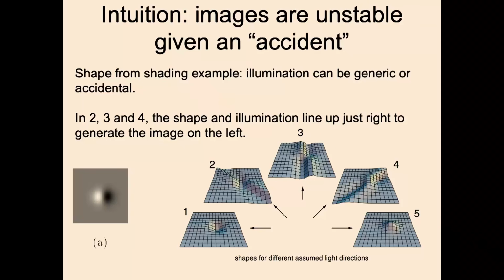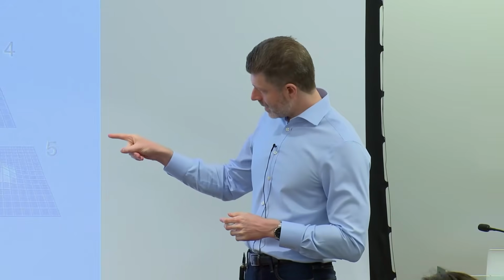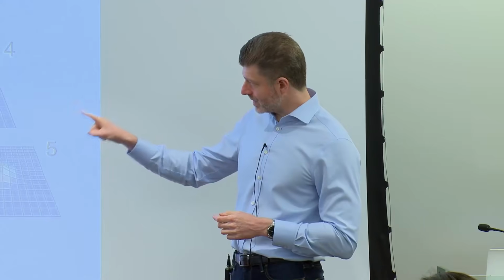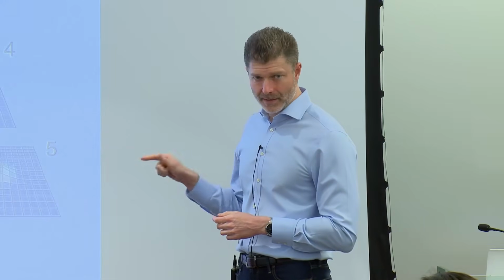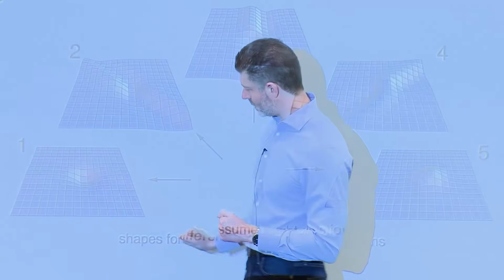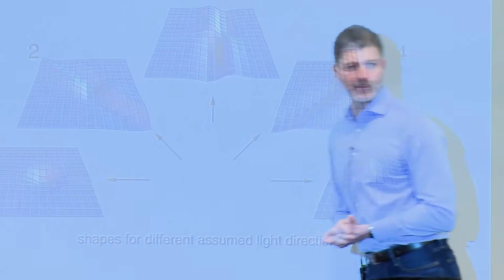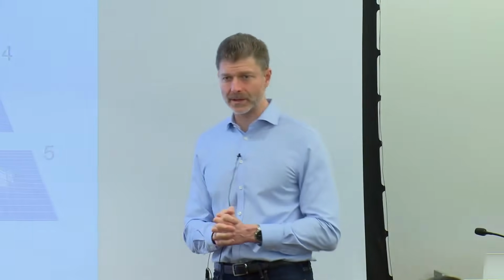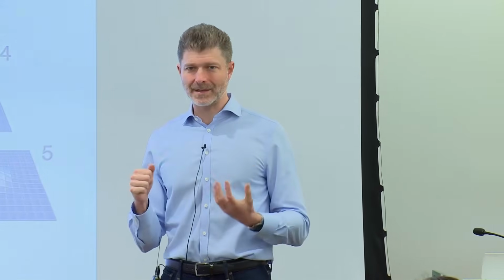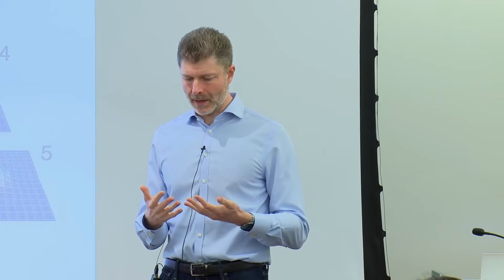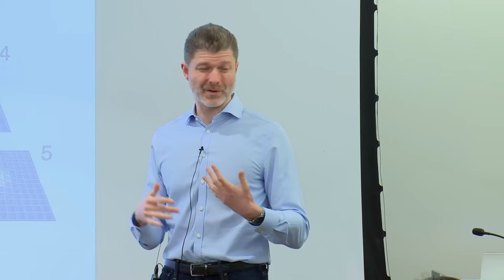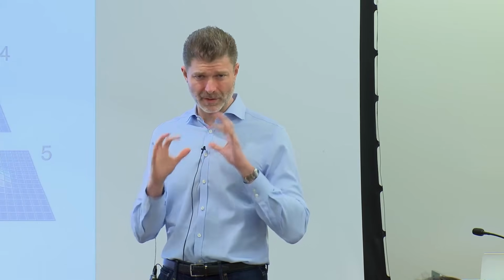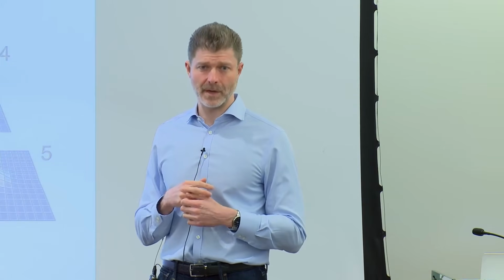So here's an example image. It's got one of these little gradients that sometimes looks like a bump, sometimes looks like a crater. And this is a set of possible scenes that could generate the image. Each one of these is a three-dimensional shape indicated by this grid, paired with a direction of illumination. So far when we talked about shape from shading, we talked about the idea that the shape and the illumination could combine in different ways. So the problem is ill-posed. You can only do shape from shading if you know the direction of the illumination.